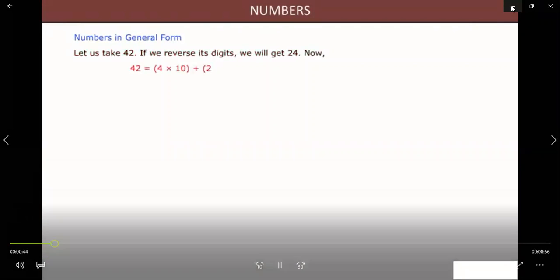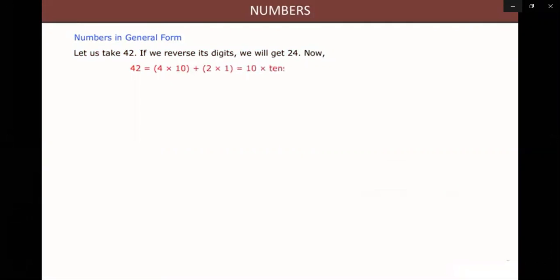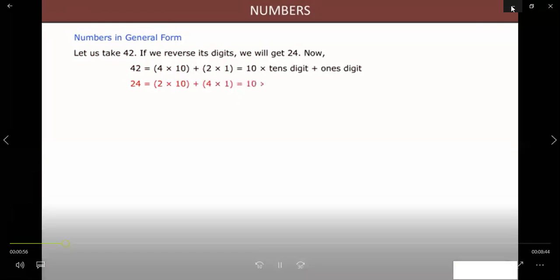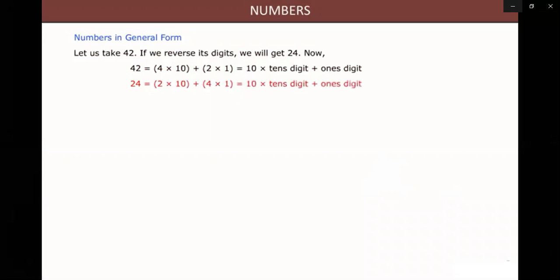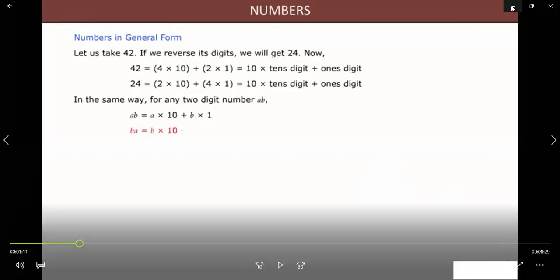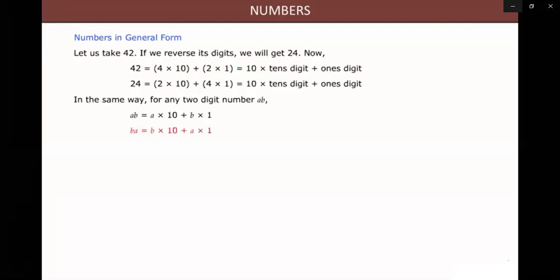So if I want to write 42 in this form, then I can write it like this: 4 into 10 plus 2 into 1, which is equal to 10 into tens digit plus ones digit. Similarly, 24 you can write like this: 2 into 10 plus 4 into 1. So basically 10 is multiplied by the tens digit, and we have to add the ones digit to get any number. In the same way, for any two-digit number, the rule is, if any number AB is there, we can write AB like A into 10 plus B into 1. Similarly, if you reverse the digits, you will get the number BA, and BA you can represent like B into 10 plus A into 1, right?